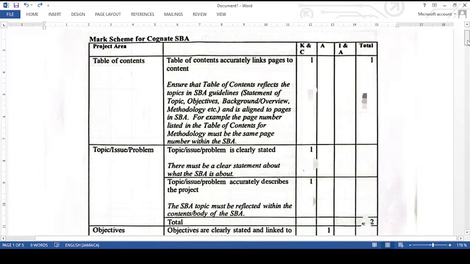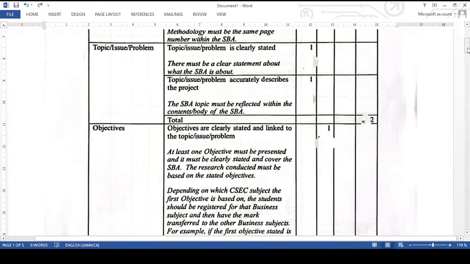The next heading that you'll have in your SBA is the topic, issue, or problem, right? So it must be clearly stated. For this, you get 2 marks. So the topic must be clear. It must be a clear statement about what the SBA is about, right? For that, you get 1 mark.